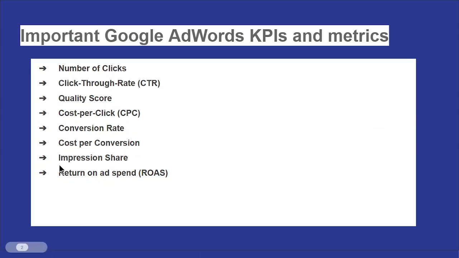So that was cost per conversion. Seventh one, impressions. Impressions is basically getting seen. Google Ads impressions are the number of times your ad is shown on Google. Ad impressions are important because they help gauge an advertising campaign's effectiveness.